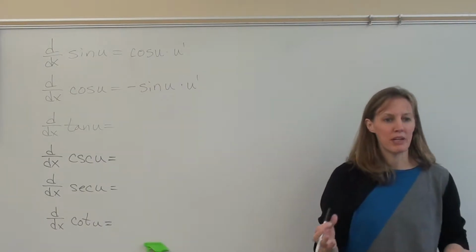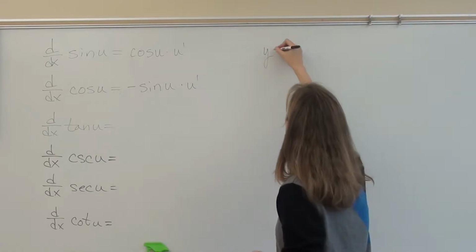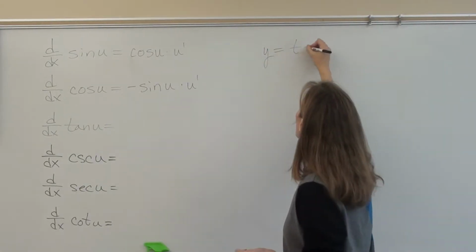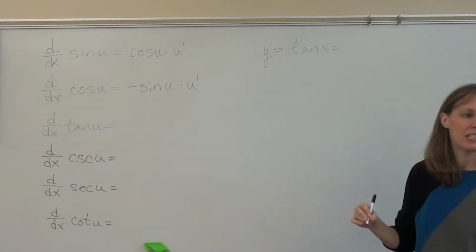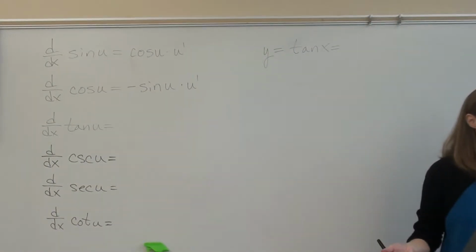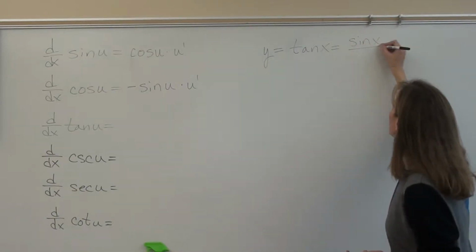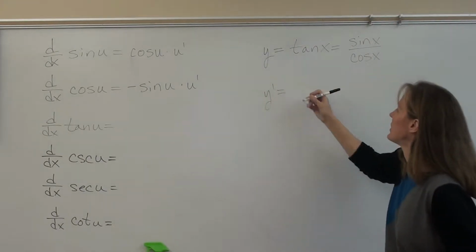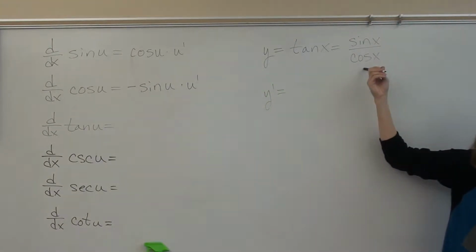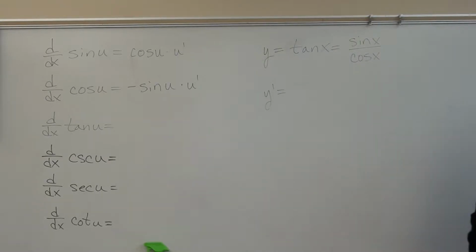All right, we're going to jump in and have a little fun with derivatives. So we are going to derive the derivative of tangent. Tangent is the same thing as what over what? Sine over cosine. So we could figure out the derivative of tangent simply by using quotient rule on sine over cosine, right? So I'm going to take a minute to figure out the derivative of tangent.